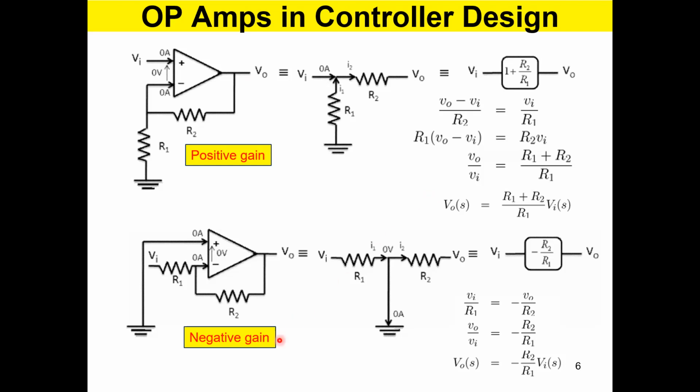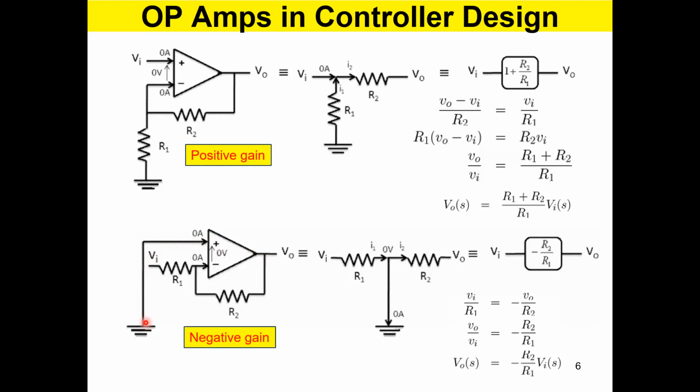Now, if you look at the negative gain, if you want to amplify a signal but at the same time change the phase, right? Positive to negative or negative to positive. You connect the signal to the other terminal through a resistor and take another connection from that terminal through a resistor and connect it to the output. And the positive terminal or non-inverting terminal you connect directly to the ground.